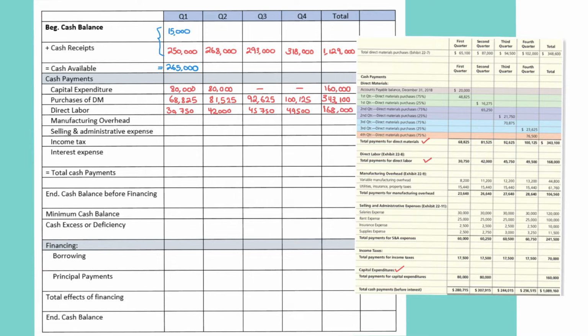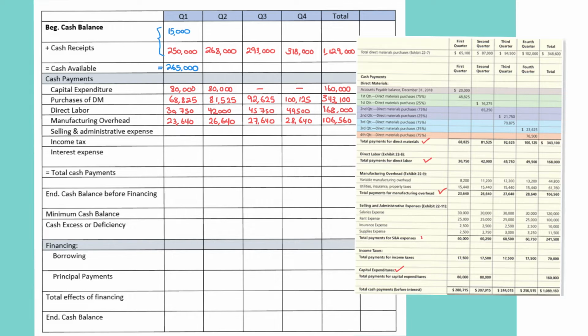Now for the manufacturing overhead payments, I'm going to look at this line. It was 23,640 in quarter 1, 26,640 in quarter 2, 27,640 in quarter 3, 28,640 in quarter 4, and the total was 106,560.